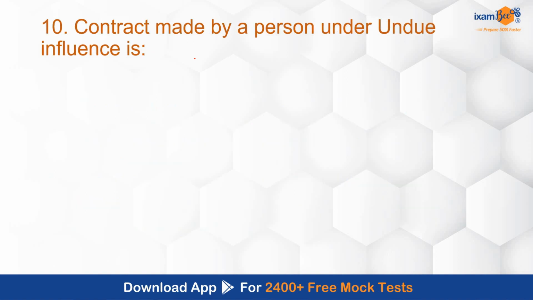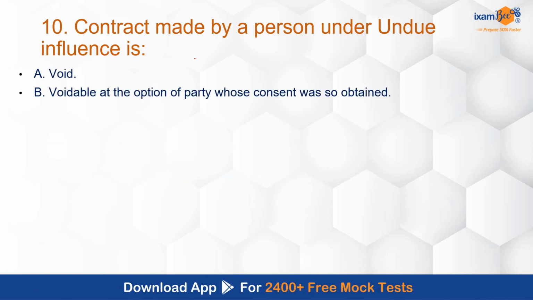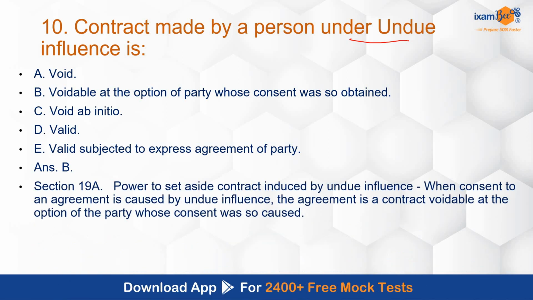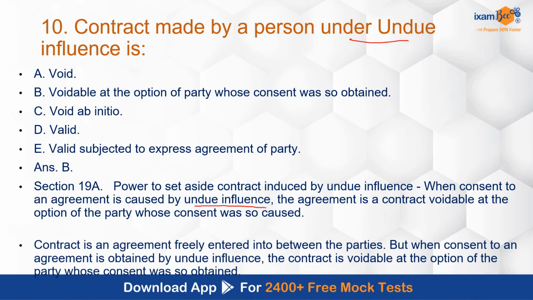Question number 10. Contract made by a person under undue influence is void, voidable at the option of party whose consent was so obtained, void ab initio, valid subject to express agreement of party. Correct answer is B. It's voidable at the option of party whose consent was so obtained, by undue influence. This is as per section number 19A, power to set aside contract induced by undue influence. When the consent to an agreement is caused by undue influence, agreement is contract voidable at the option of party whose consent was so caused.